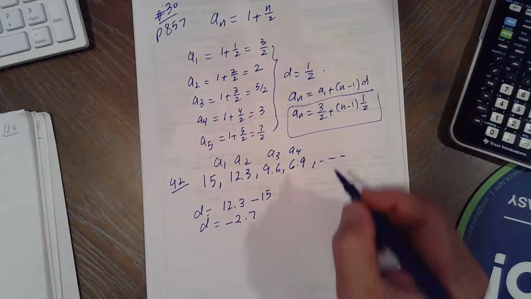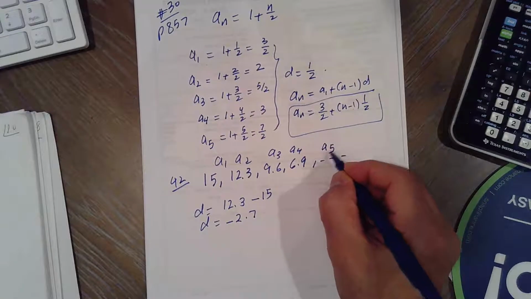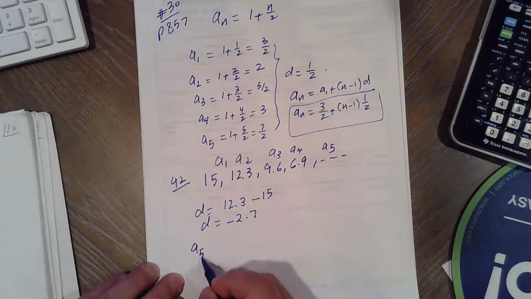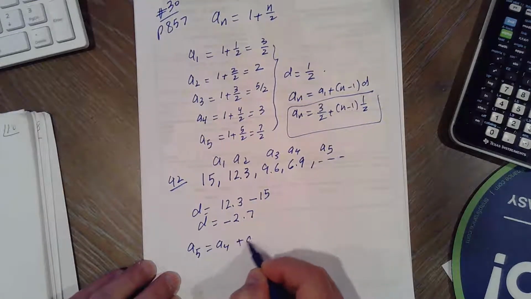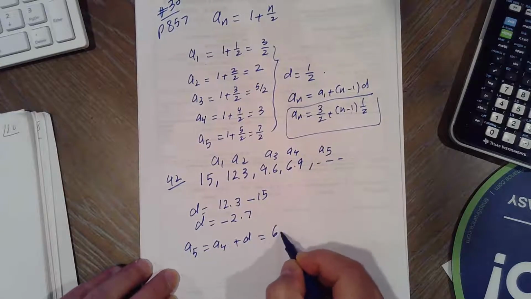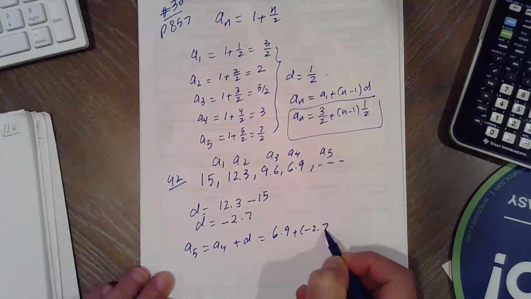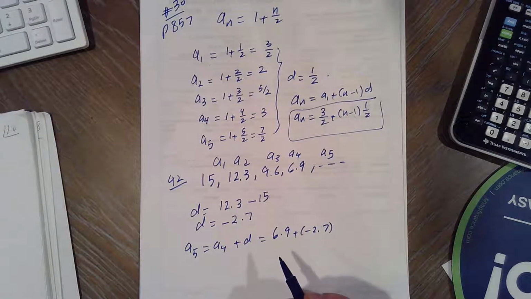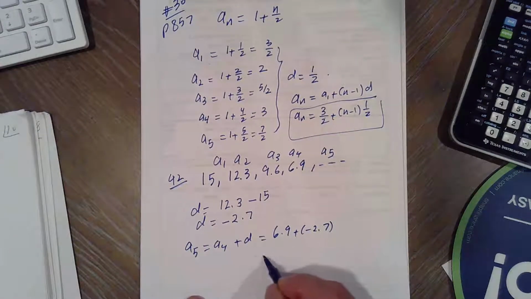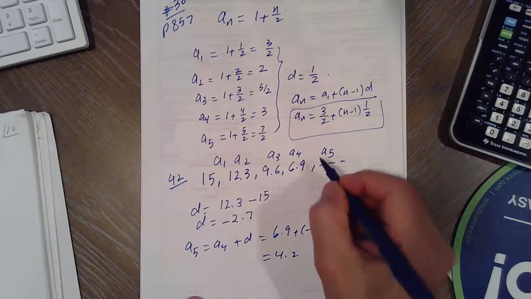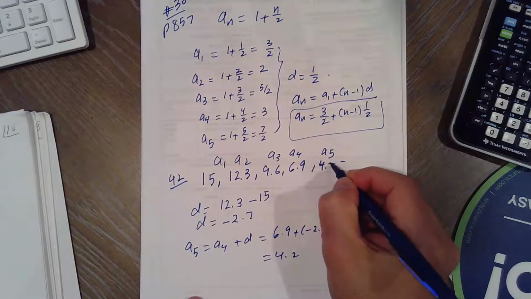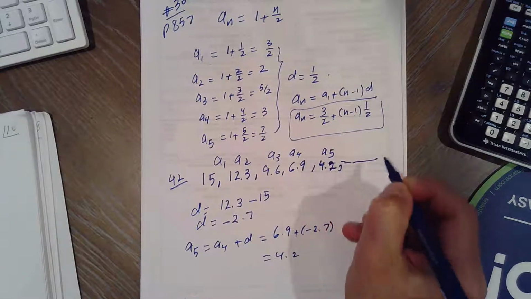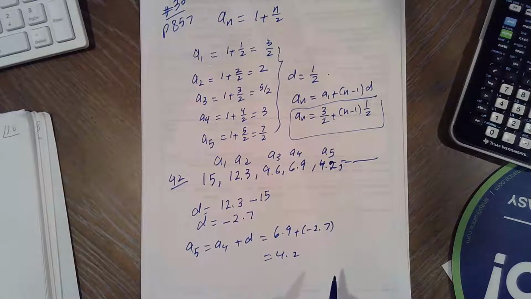The fifth term. To get the fifth term from the fourth term, you add the common difference. a_5 is a_4 plus d. So 6.9 plus negative 2.7, which is 4.2. So the next one is 4.2. What else do they want? The nth term and the 100th term.